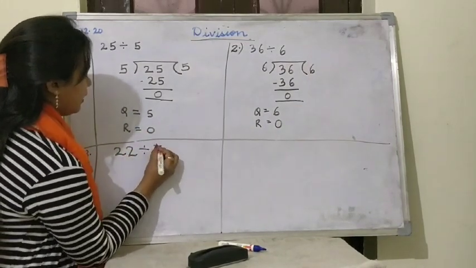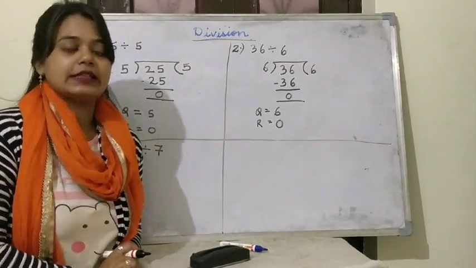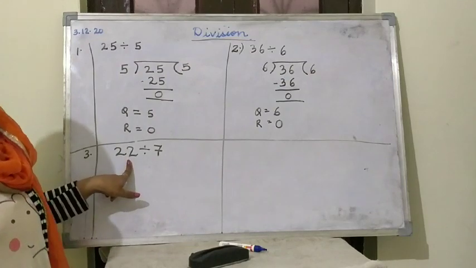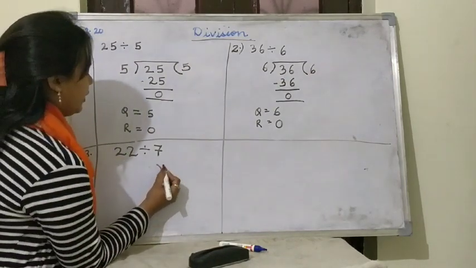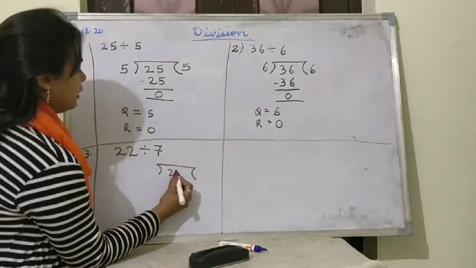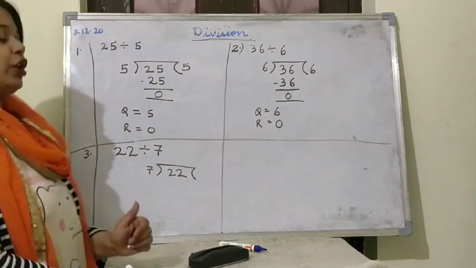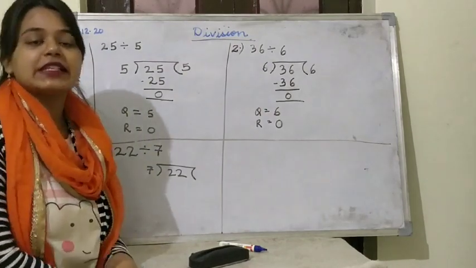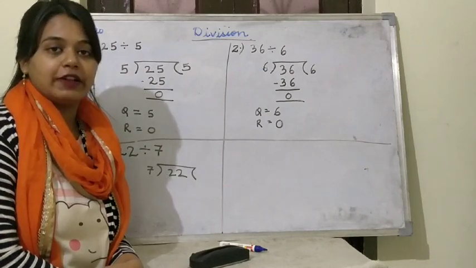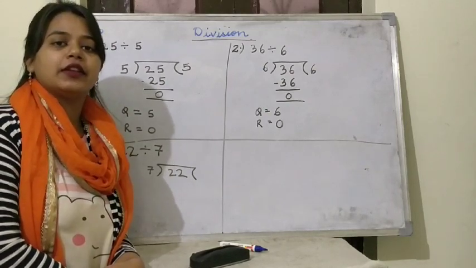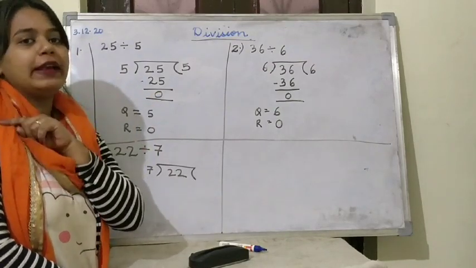22 divided by 7. You all know the table of 7? Yes. Now 22 is your dividend and 7 is your divisor. So we have to divide 22 by 7. Now say the table of 7, boys. 7 ones are 7, 7 twos are 14, 7 threes are 21, 7 fours are 28.